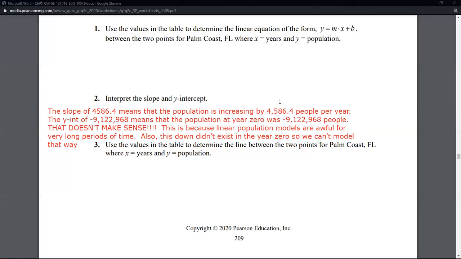Okay. Number 3. Let me go back and write the equation from number 1. It was y equals 4586.4x, which was the slope, and then minus the 9,122,968, which was the initial amount of people, which we said didn't make sense for various reasons. Can't have negative people. Can't model a population when it didn't exist. Don't want to do linear models for these ridiculously long amounts of time.